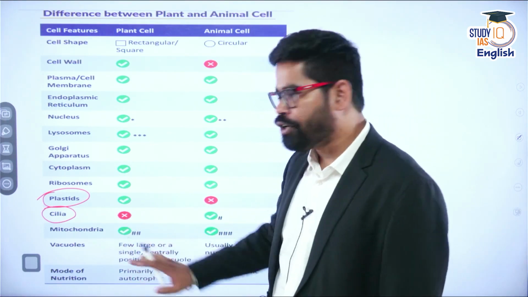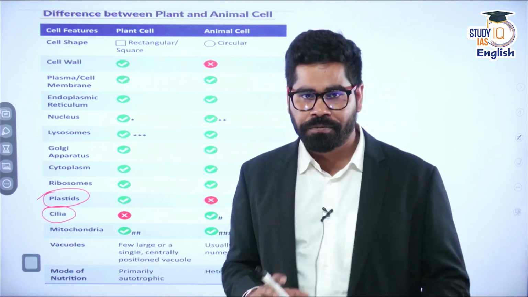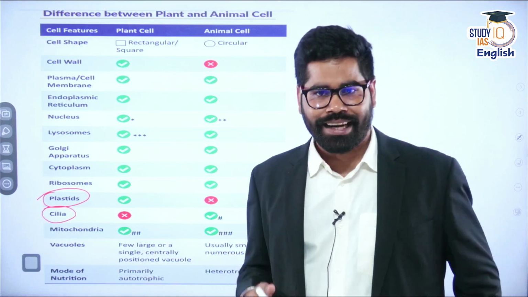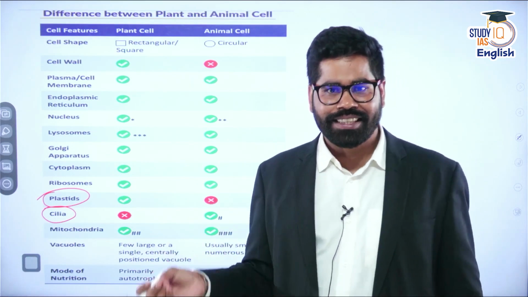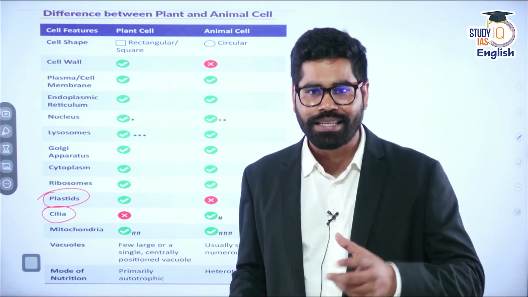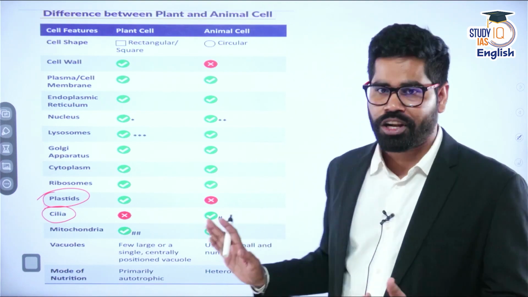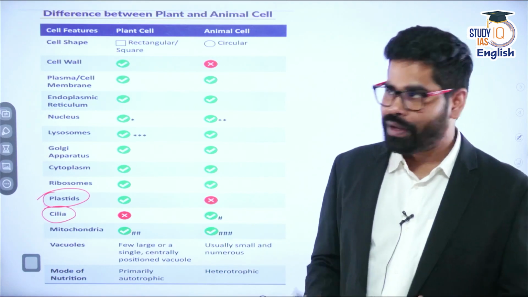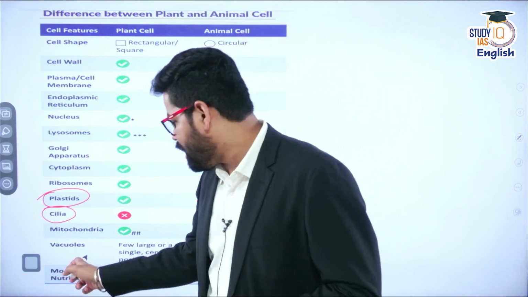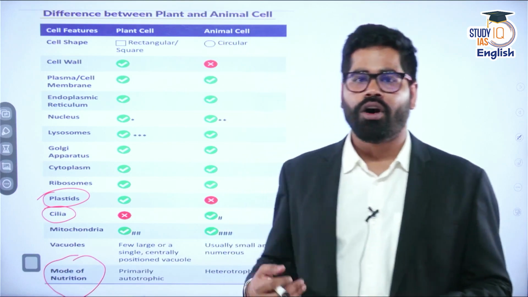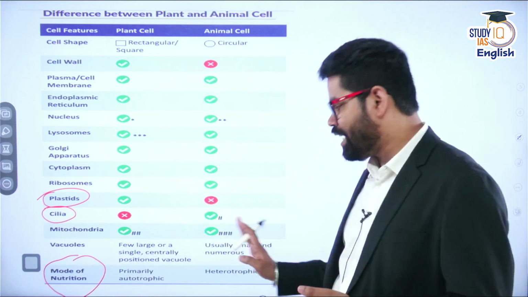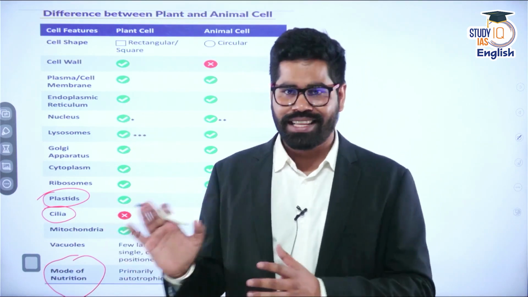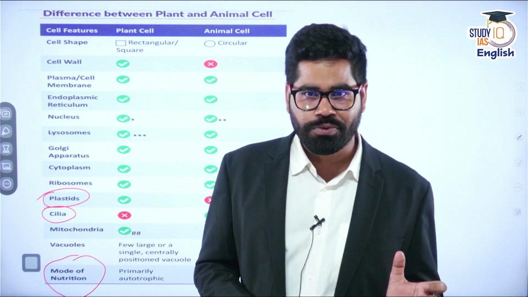Mitochondria, you can see, are present. Vacuoles, we can see that in plants we have a few large vacuoles, whereas in the animal cell there are small vacuoles, but their numbers can be higher. So numerous smaller vacuoles can be seen in this animal cell. When we talk about the plant, their primary mode of nutrition is autotrophic, whereas in animals it is heterotrophic. So this one table of comparison can be very useful for quick revision.